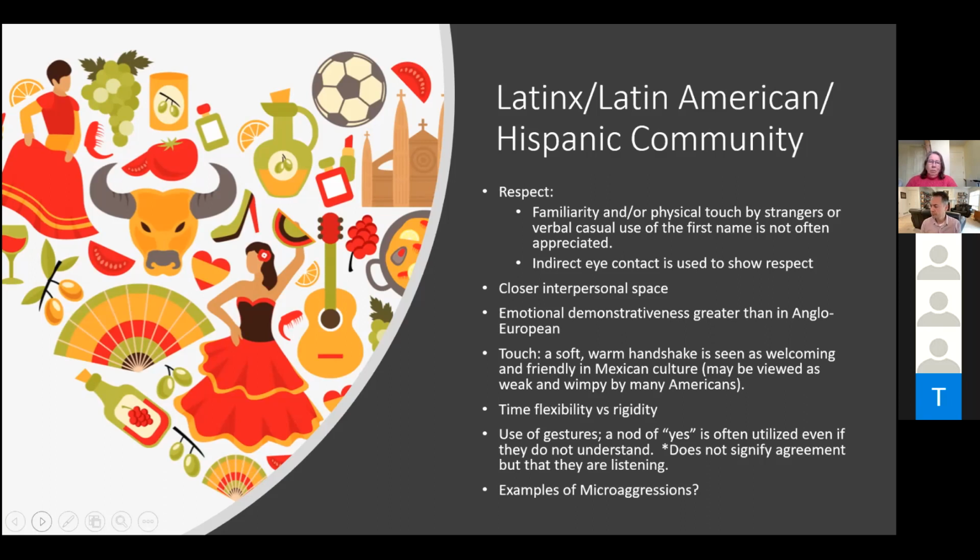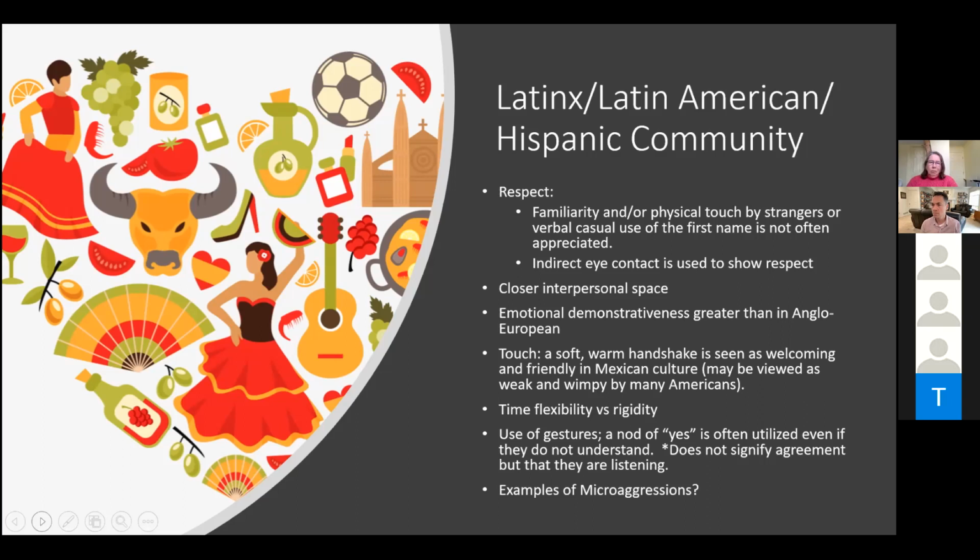The next thing is proxemics. This is how close we are to each other. So for the most part, the distance for Anglos and people of Northern European descent, we like to be between 18 and 33 inches apart. Where in the Hispanic community, it's more like 8 to 18. So they like to have closer interpersonal space. So where we stand at a certain distance, a Hispanic person may take a step closer.